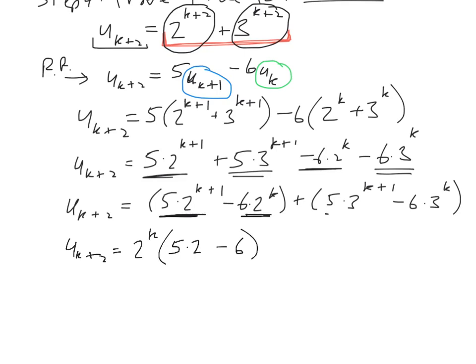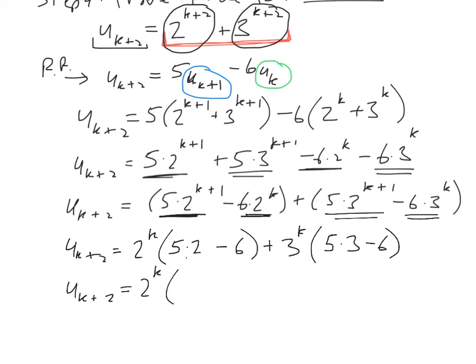Now, what about this other one over here? Is there anything that these two terms have in common? Both of these have a factor of 3 to the k. And if I factor that out, kind of like we had in the other one, there's going to be 5 and a single 3 left over, and then a minus 6 from here. Now when I go back through and simplify what's inside of those parentheses, this is 2 to the k times 10 minus 6 is 4, and then plus 3 to the k times 15 minus 6 is 9.